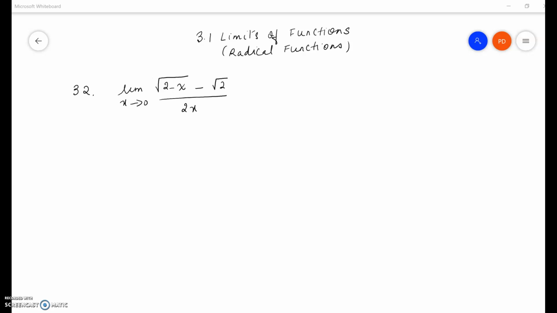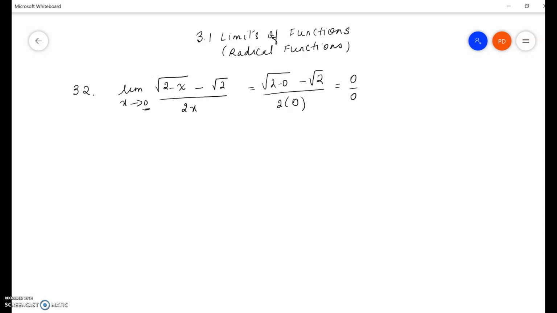Here we have a function that has radical expressions in it. So as usual, we're trying to find limits, and as usual, we're going to plug in the number and see what happens. When we plug in the number, we get radical 2 minus 0 minus radical 2 over 2 times 0. So that's a 0 over a 0.